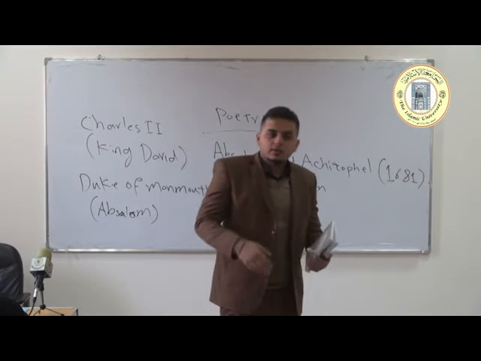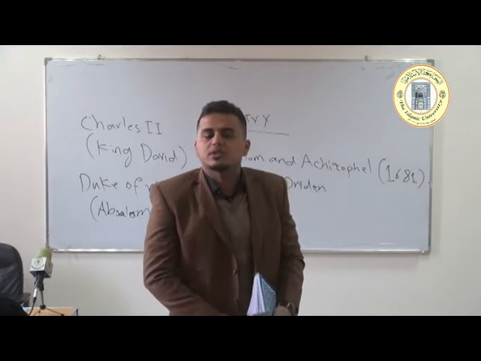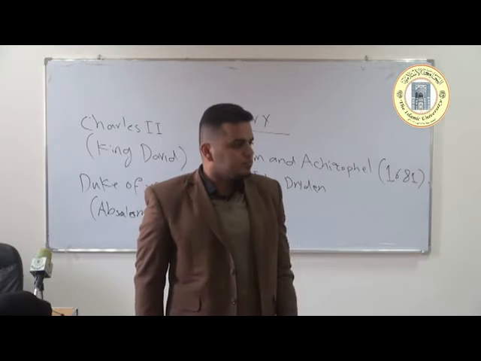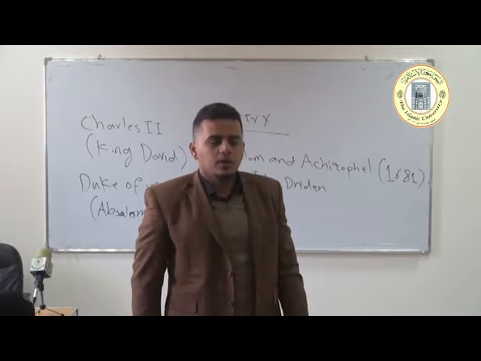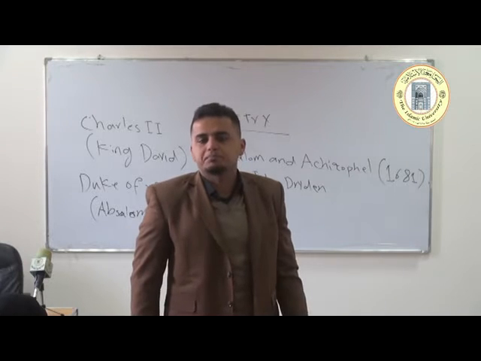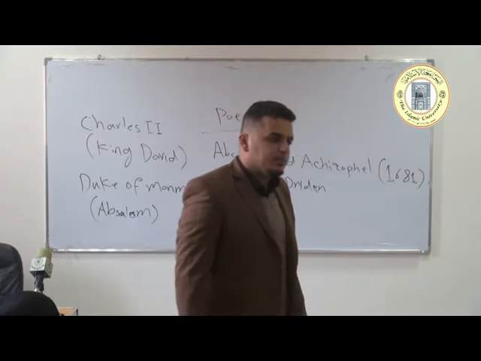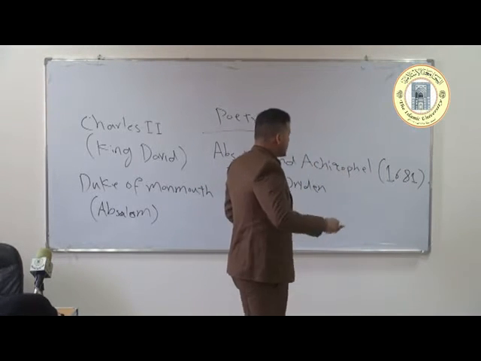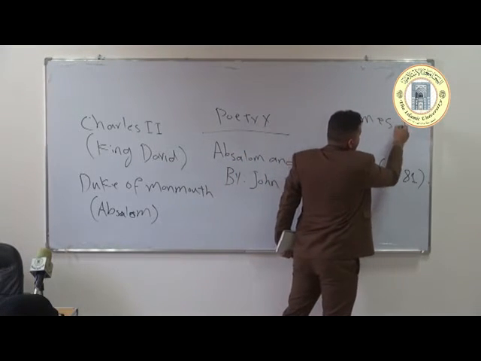We have to put in mind the religious background, the historical background, and the political background to understand the point. Of course, Charles II is known to be a person who is childless, meaning he doesn't have children. At the same time, he has a brother, and his brother is not found in the poem, but he's important to know. His name is James II.